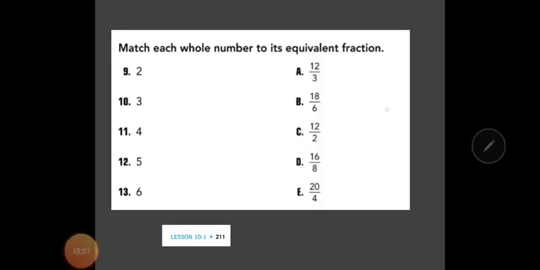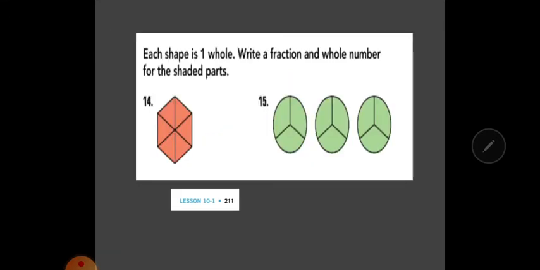Now, can you match a whole with an equivalent fraction? 12 divided by 3, the answer is 4. So it's number 11. And you can do it. You can divide, find the answer, and then match. Okay, the same page, 211.